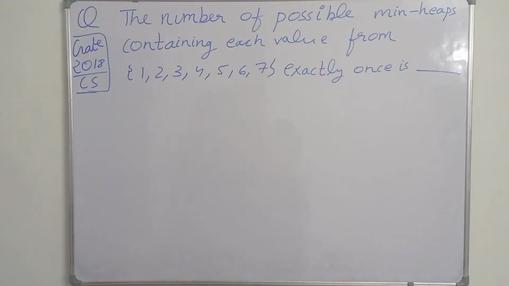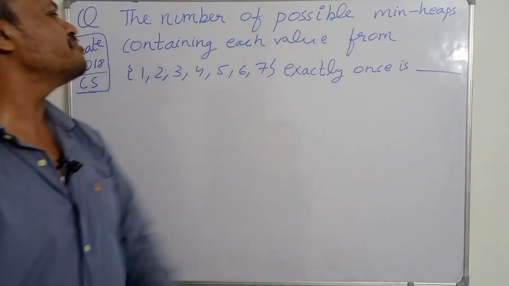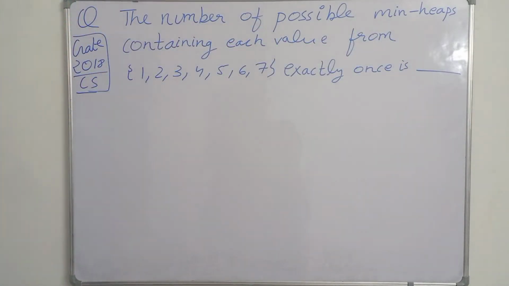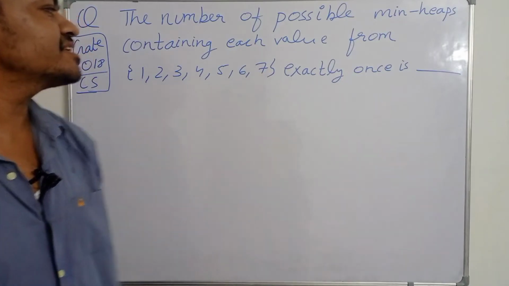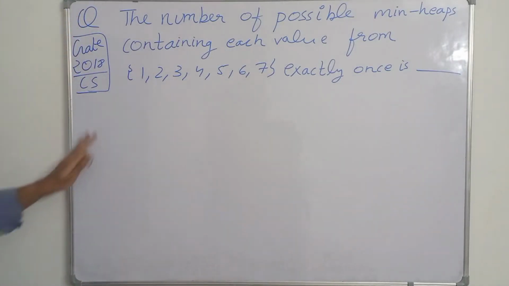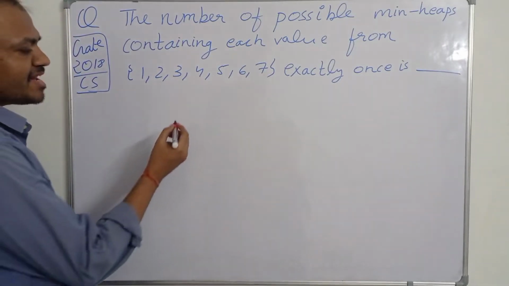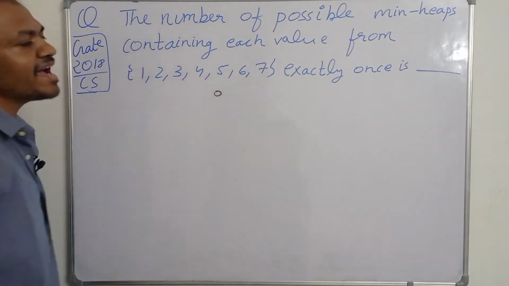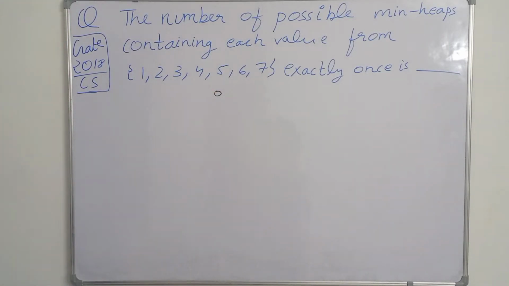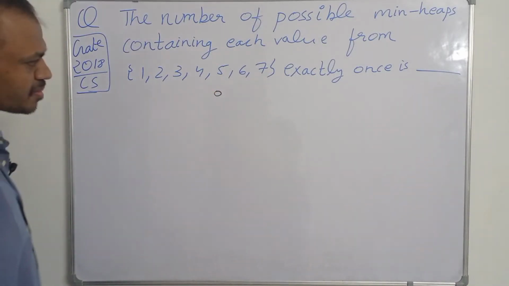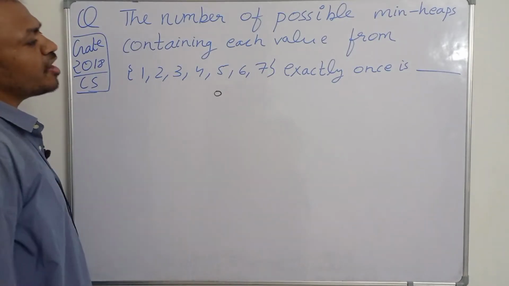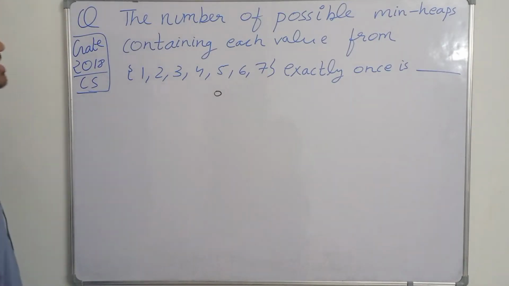So we are solving a question from GATE 2018 from the computer science branch, and it says: the number of possible min heaps containing each value from 1, 2, 3, 4, 5, 6, 7 exactly once is. So first of all, a min heap is a binary tree in which the value of the node is less than or equal to its child.